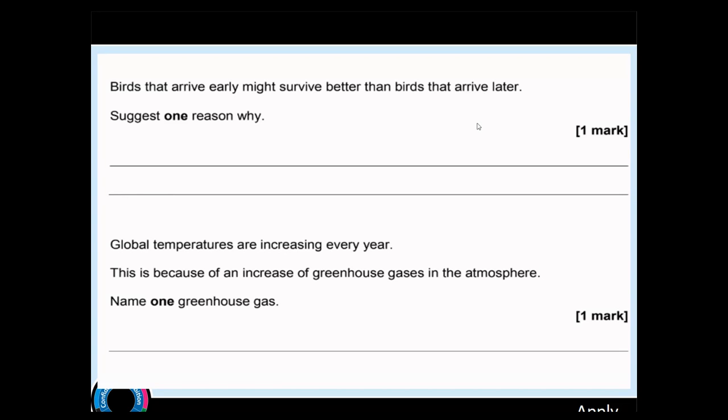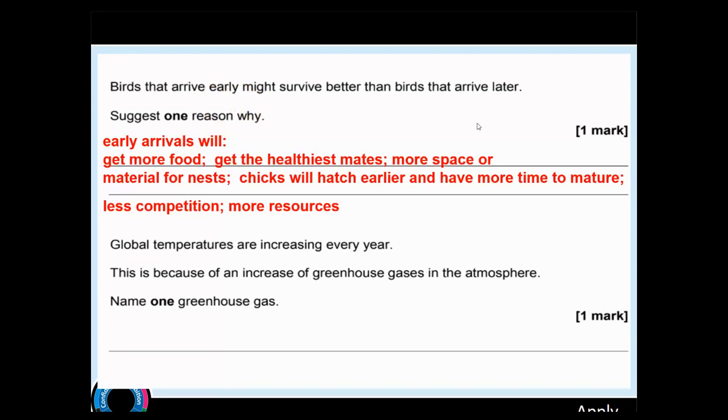Okay, the first one. The birds that arrive early might survive better. Why? Simply because they arrive early, they get more food, they get more space to build their nests. Their chicks will definitely hatch earlier and have more time to mature, so less competition, and they get more resources because they arrived early. It's like we normally say first come, first served, you know.